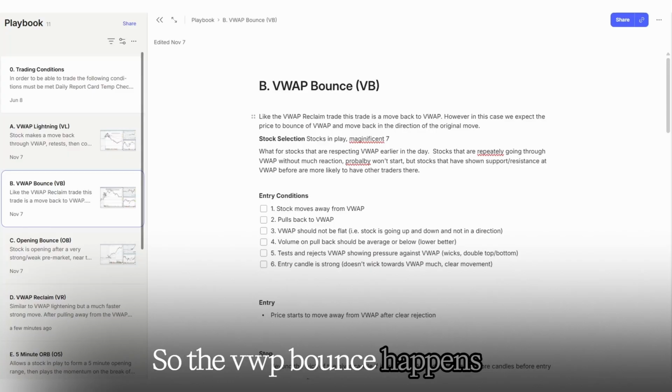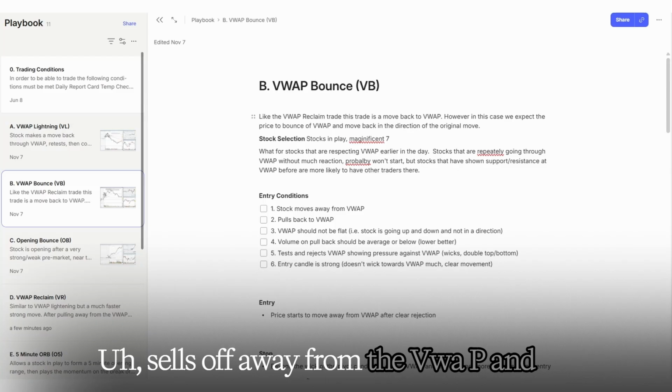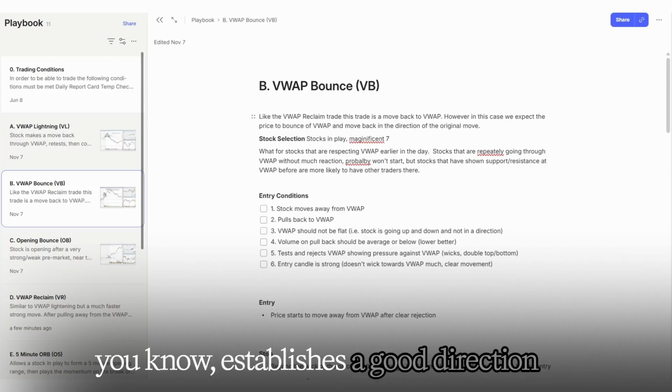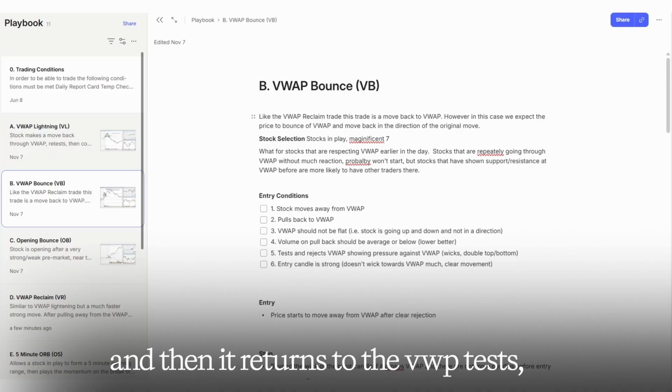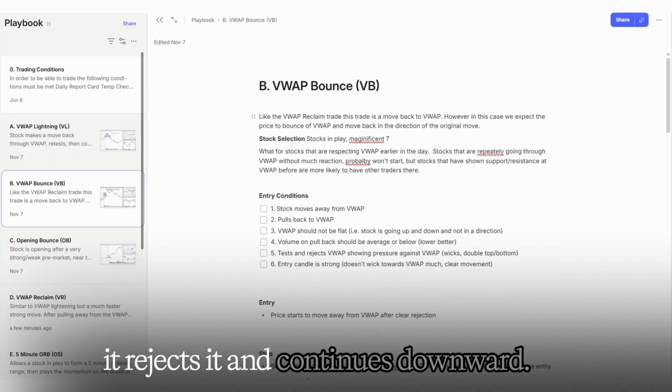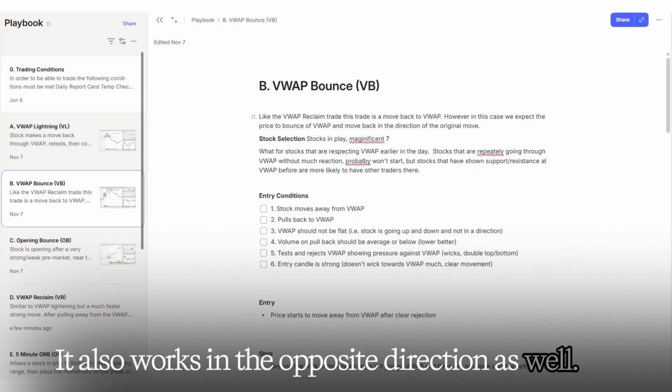So the VWAP Bounce happens when a stock either sells off away from the VWAP and establishes a good direction, and then it returns to the VWAP, tests it, rejects it, and continues downward. It also works in the opposite direction as well.